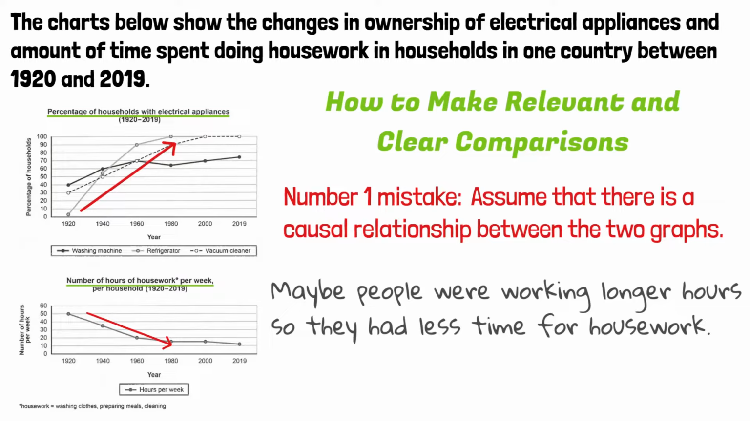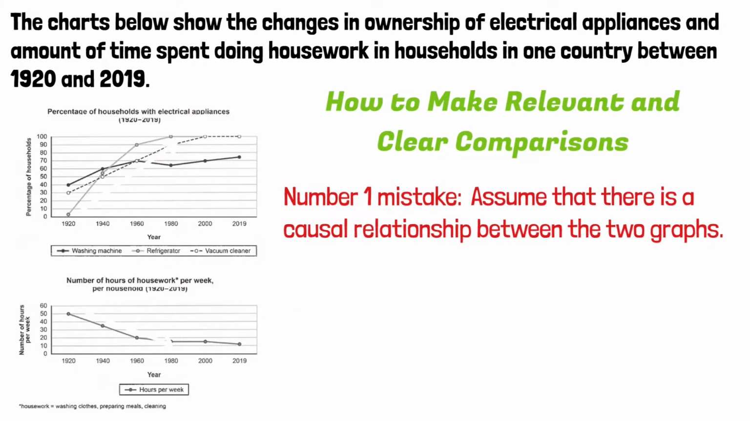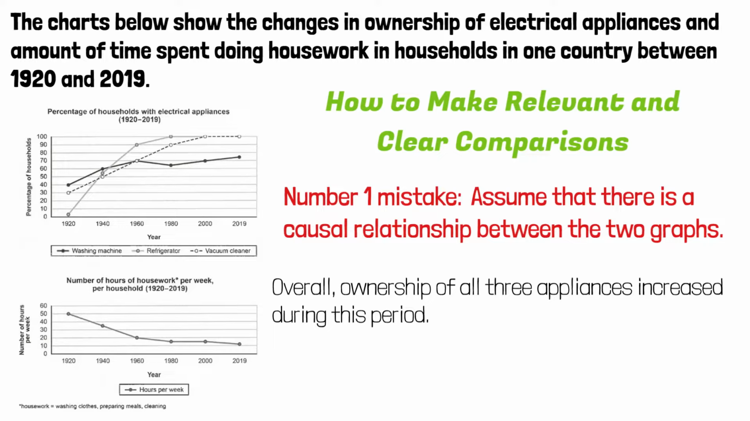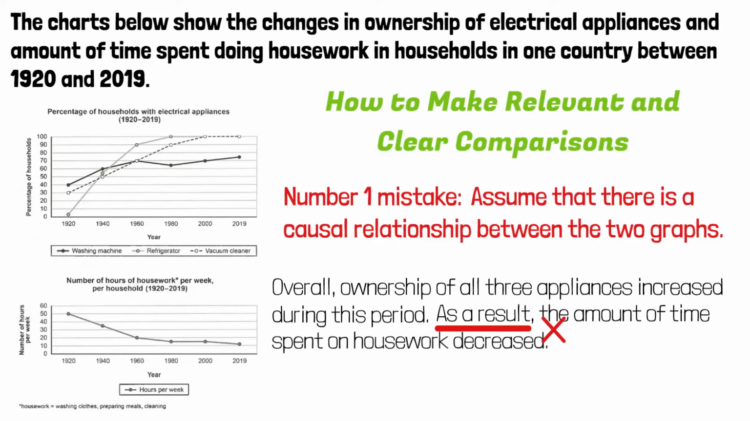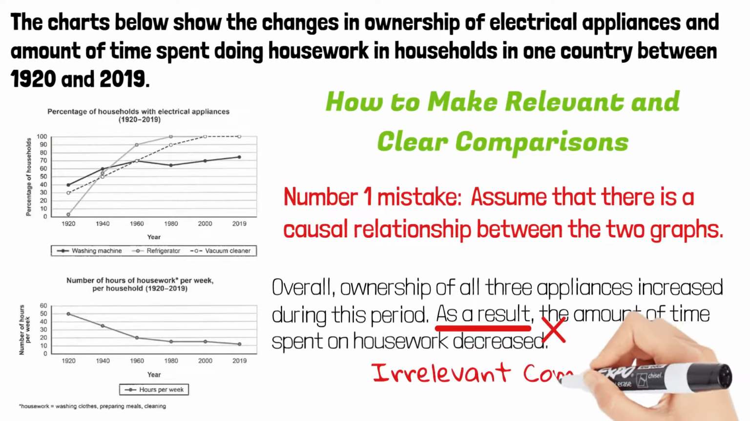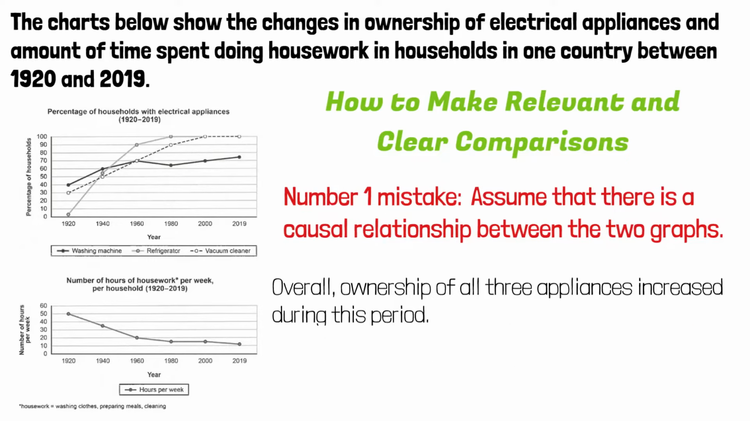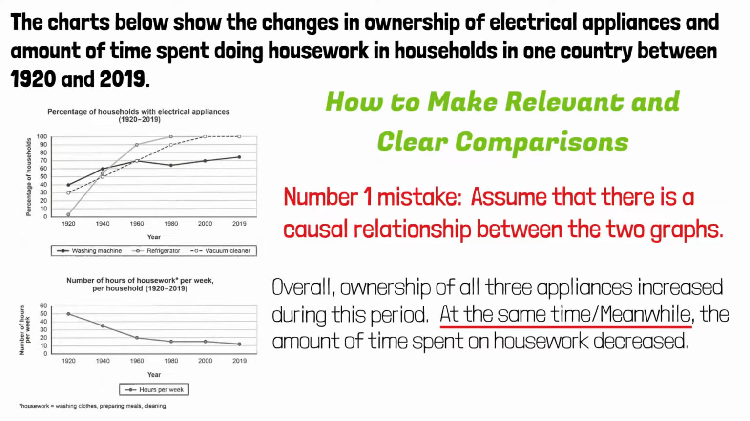We just don't know. So when writing the overview paragraph, don't say something like, overall, ownership of all three appliances increased during this period. As a result, the amount of time spent on housework decreased. If you use linking words like as a result or therefore to link the two graphs, you will make an irrelevant comparison. Here, we should simply use something like at the same time or meanwhile.